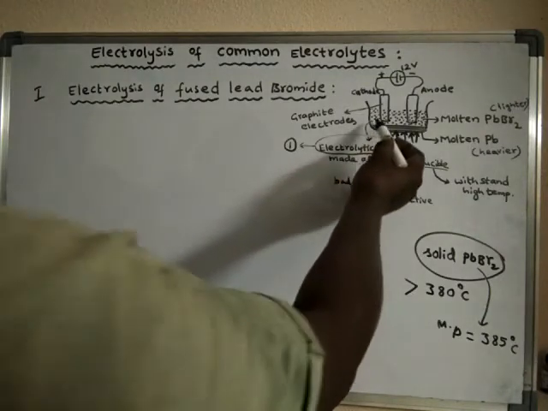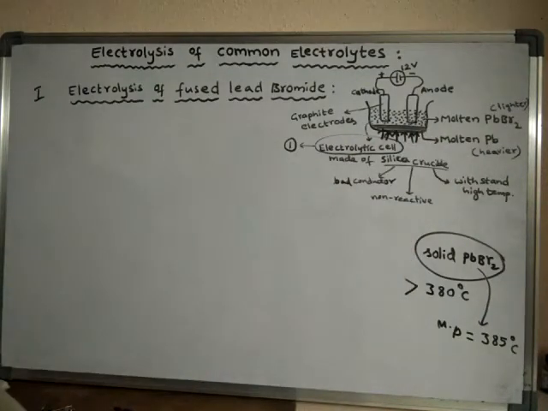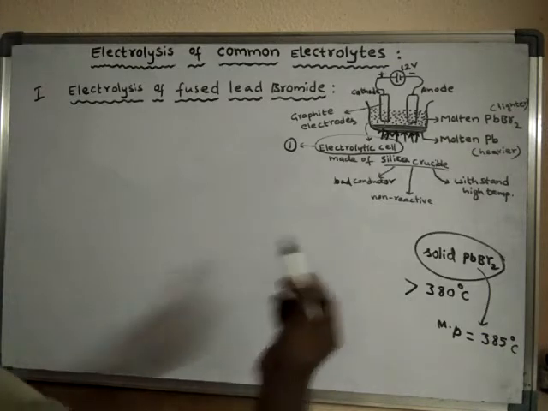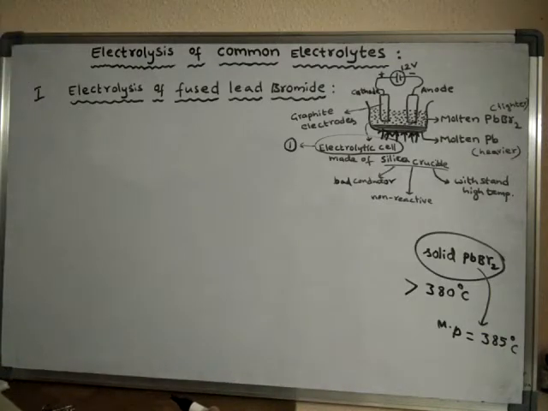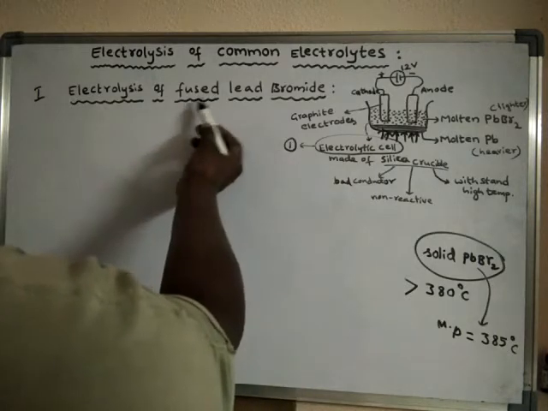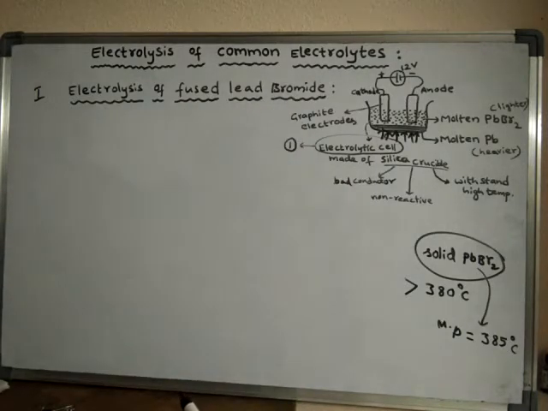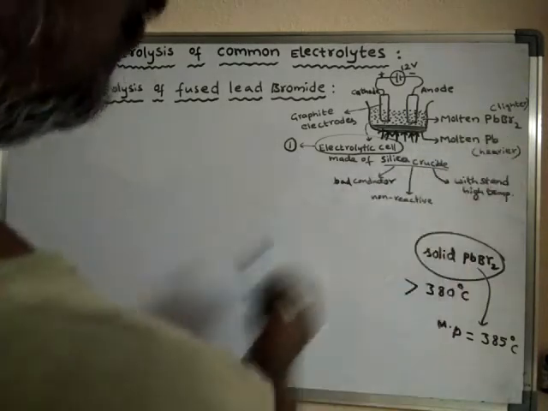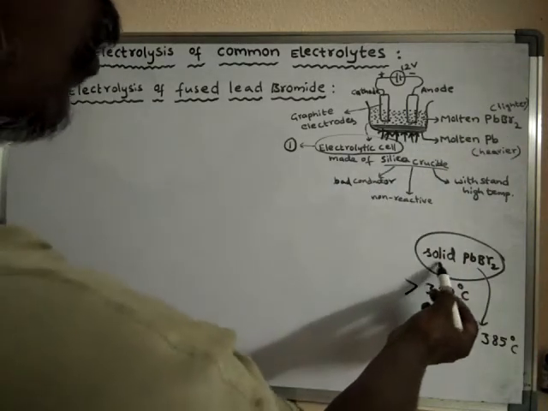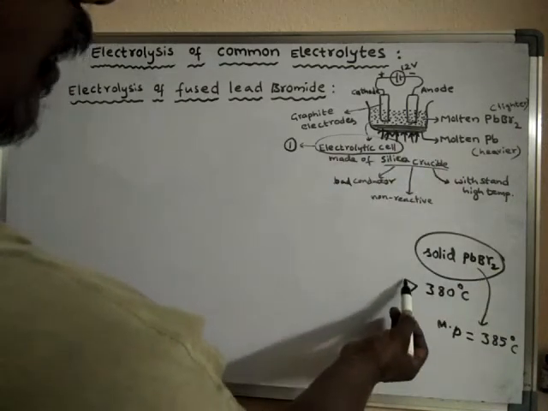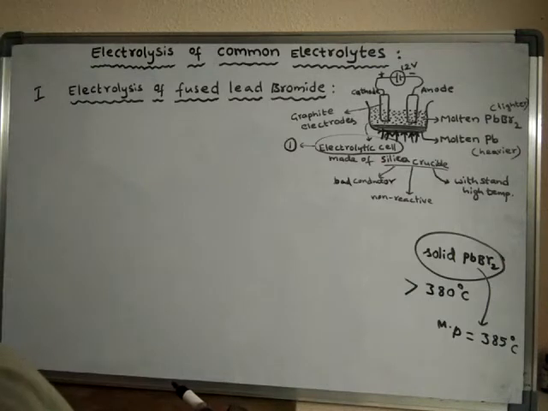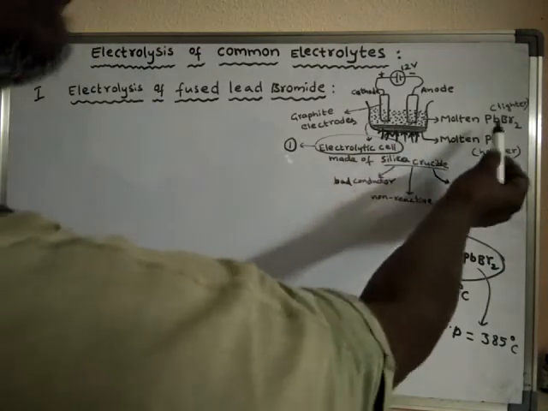Generally the material which we have taken in the electrolytic cell is called the electrolyte. It should be in liquid state. Liquid state means either molten state or aqueous solution form. Here we have chosen fused lead bromide, that means molten lead bromide. How do we get this molten lead bromide? Upon heating the solid lead bromide to a temperature greater than 380 degrees centigrade, we will get molten lead bromide.